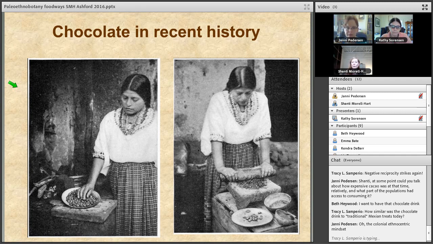So here we've got a depiction of a woman producing cacao, likely as it would have been done for many, many hundreds of years.